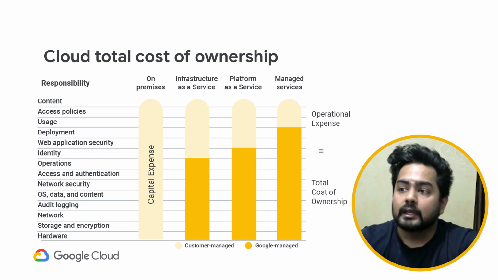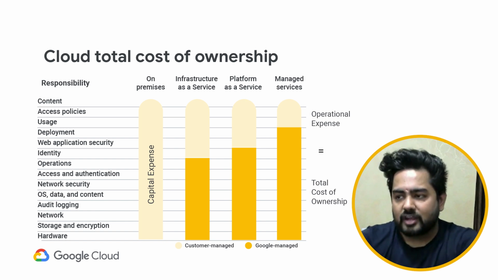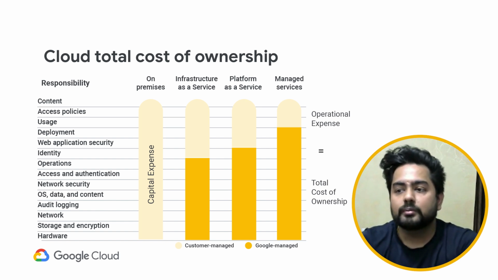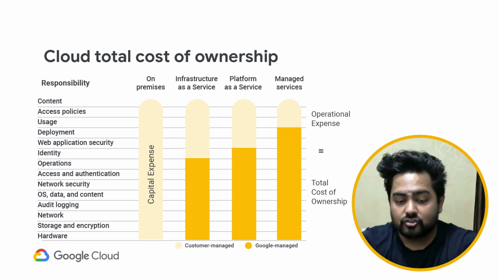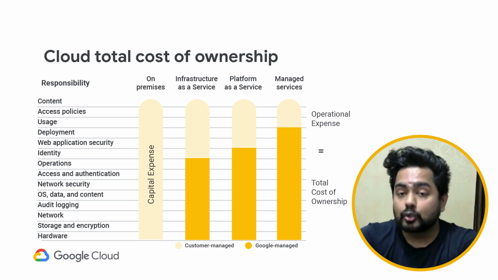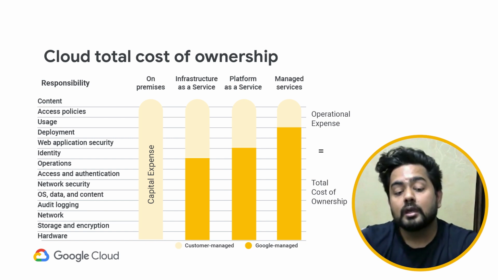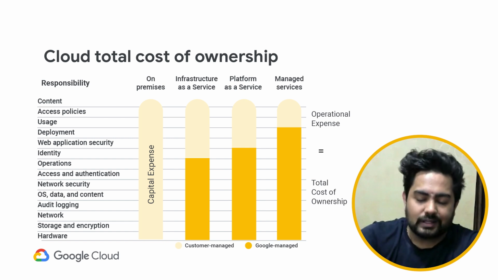you're up and running. Then we have platform as a service, which is one more level of managed, where you are basically going to manage your application and securing content. And finally, we have managed services, which is one of the best offerings, where everything is literally managed by Google, and the only things you will be managing are your content, your usage, and your application. The rest is going to be managed by Google on its own. And that's the benefit of migrating to a cloud.